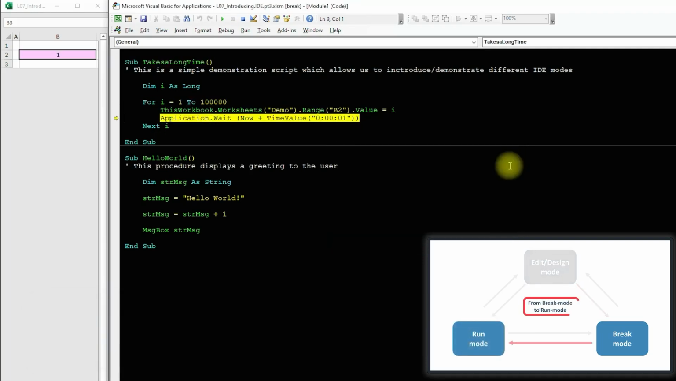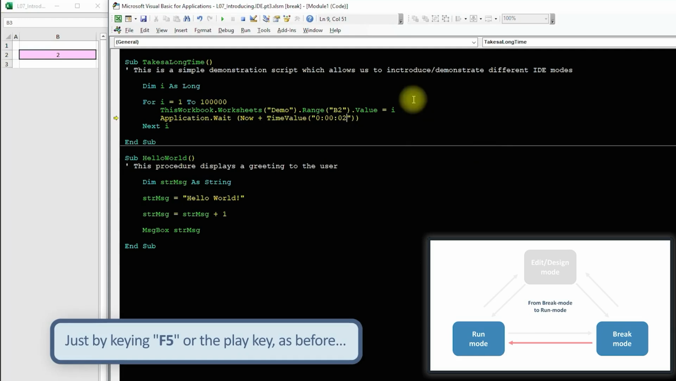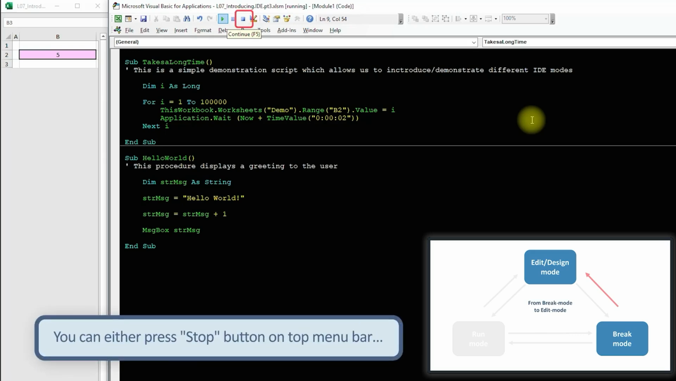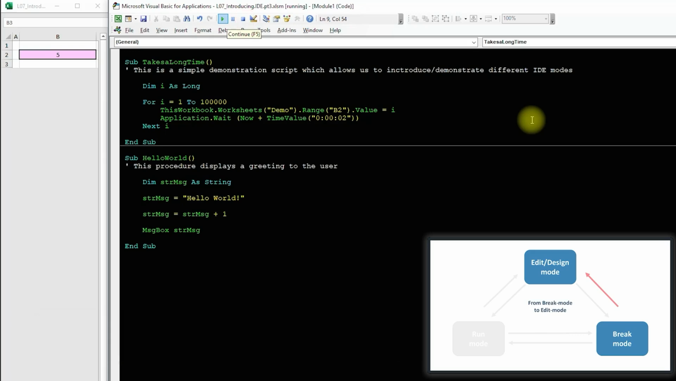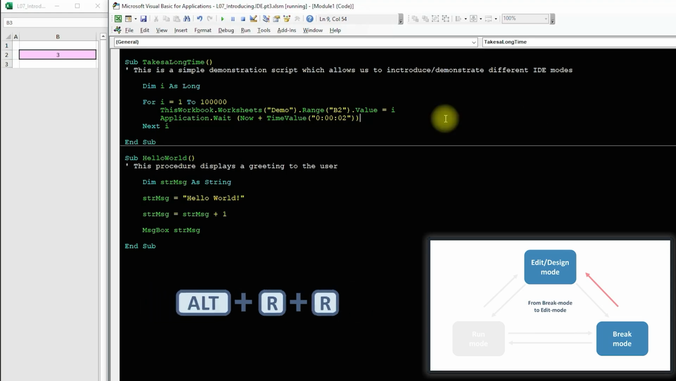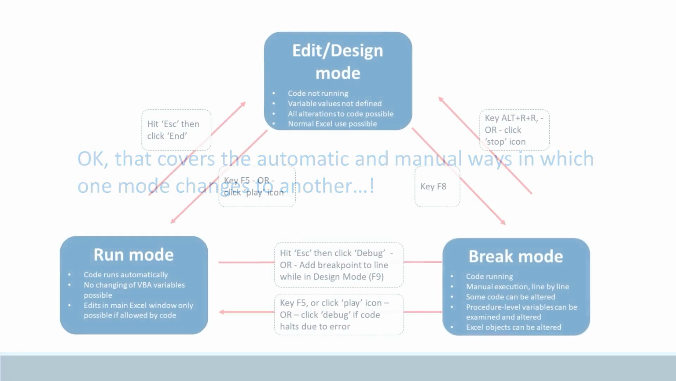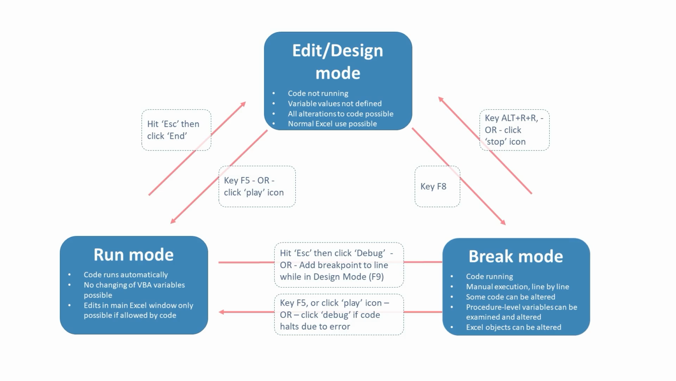You can also return to run mode from break mode once you've finished the alterations you want to make, just by keying the F5 key or clicking the play icon as before. To stop a procedure run and return to the edit mode while you're in break mode, you can either click the Stop button icon on the main menu bar, or you can key in the shortcut sequence Alt+R+R. Okay, that covers the automatic and manual ways in which you'll move from one mode to another. Let's summarize that information on a diagram, which you can download with the materials provided for this lecture.